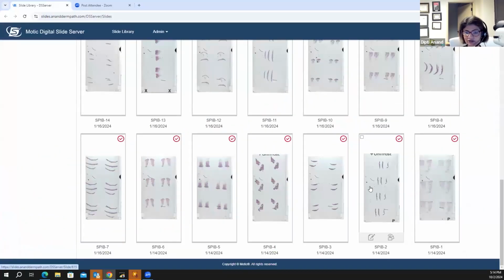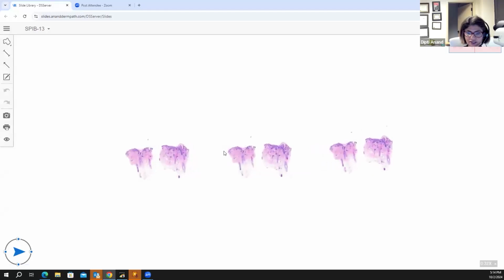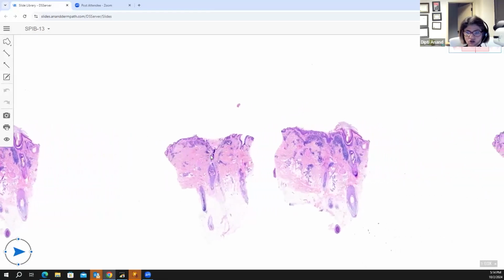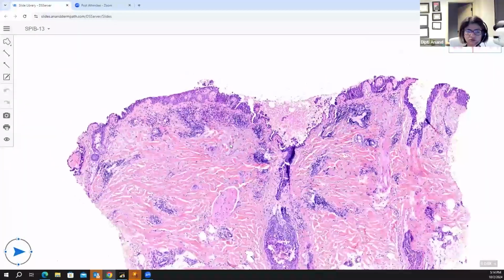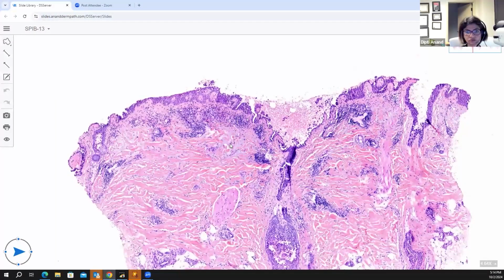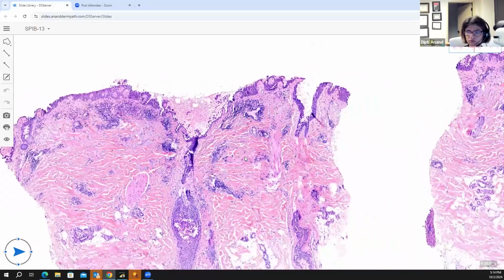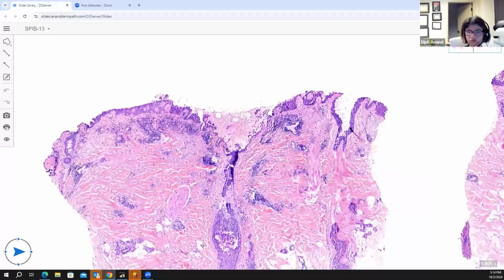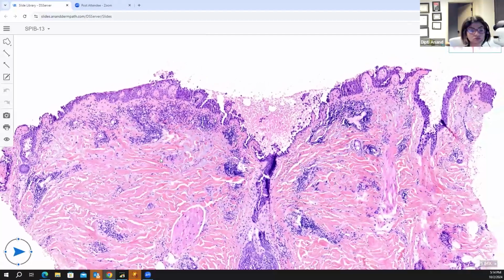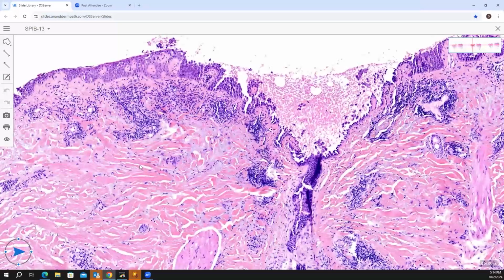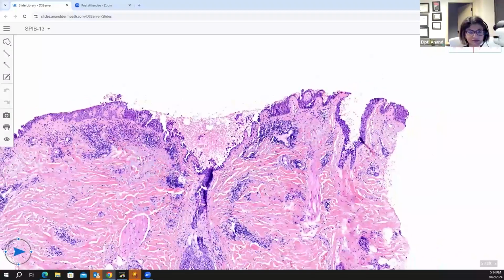Okay, so this is a pathognomonic slide for porphyria or pseudoporphyria. Let's go to the next one, which is slide 13. This is also pathognomonic for this entity. What is this? This is pemphigus vulgaris. Yes, can you please describe it?